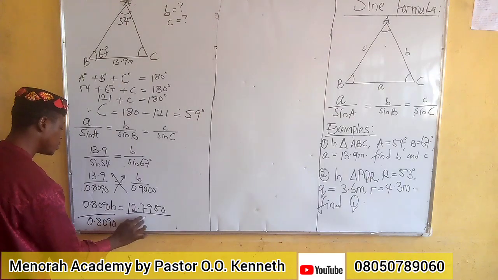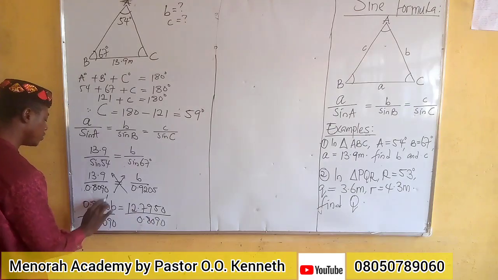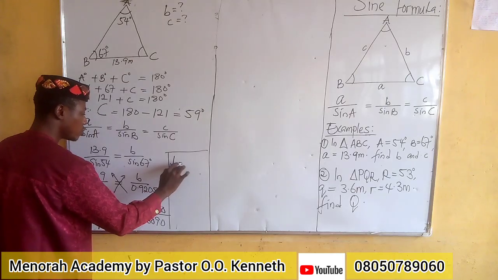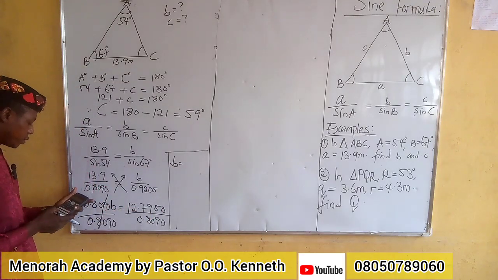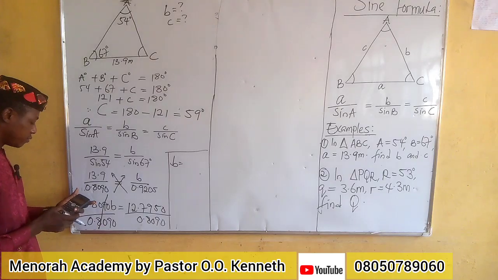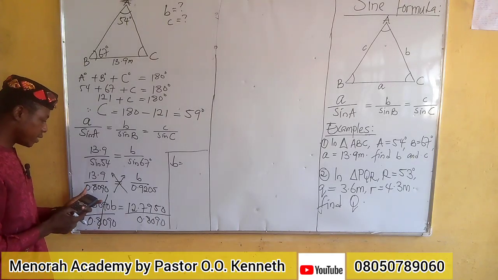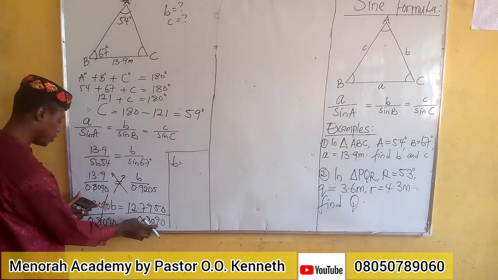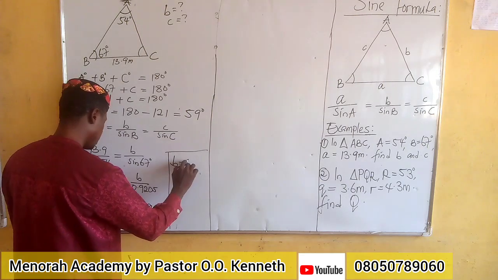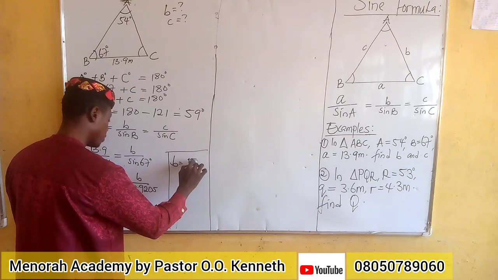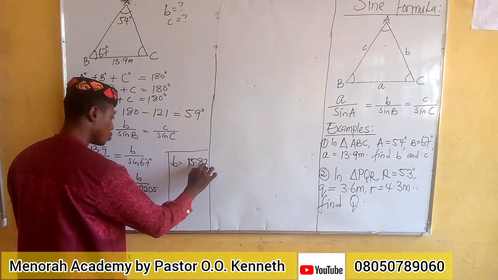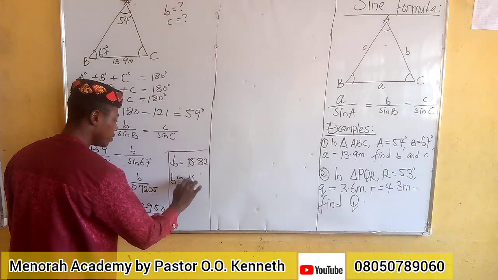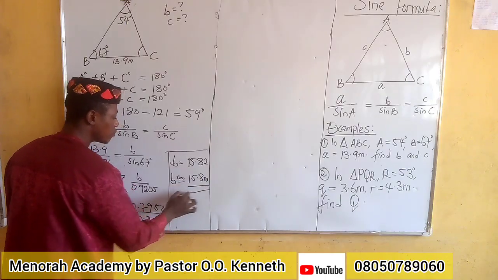all over 0.8090. This will cancel, then our B will be equal to 12.7950 divided by 0.8090, which is this one. If you divide it, B is going to be 15.82. So approximately B is going to be equal to 15.8 meters.